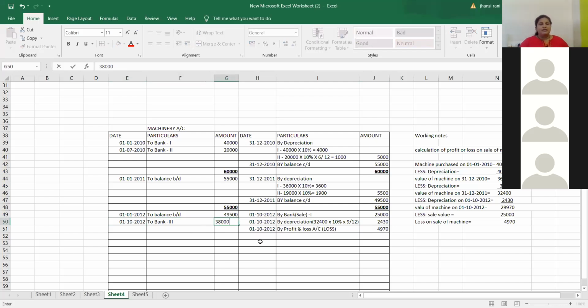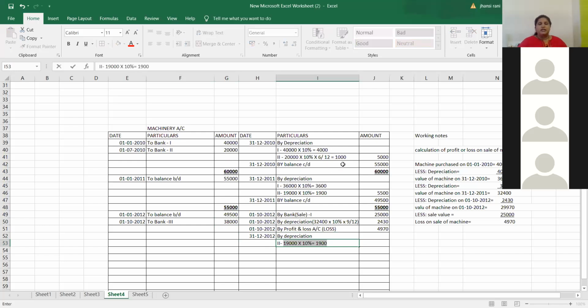Now I will provide depreciation on how many machines? I will provide depreciation on 2 machines, that is second machine and third machine. When will I provide depreciation? At the year ending, and the year ending is 31st December 2012. My entry will be depreciation account debit to machinery account. So by depreciation, and I have second machine and third machine.